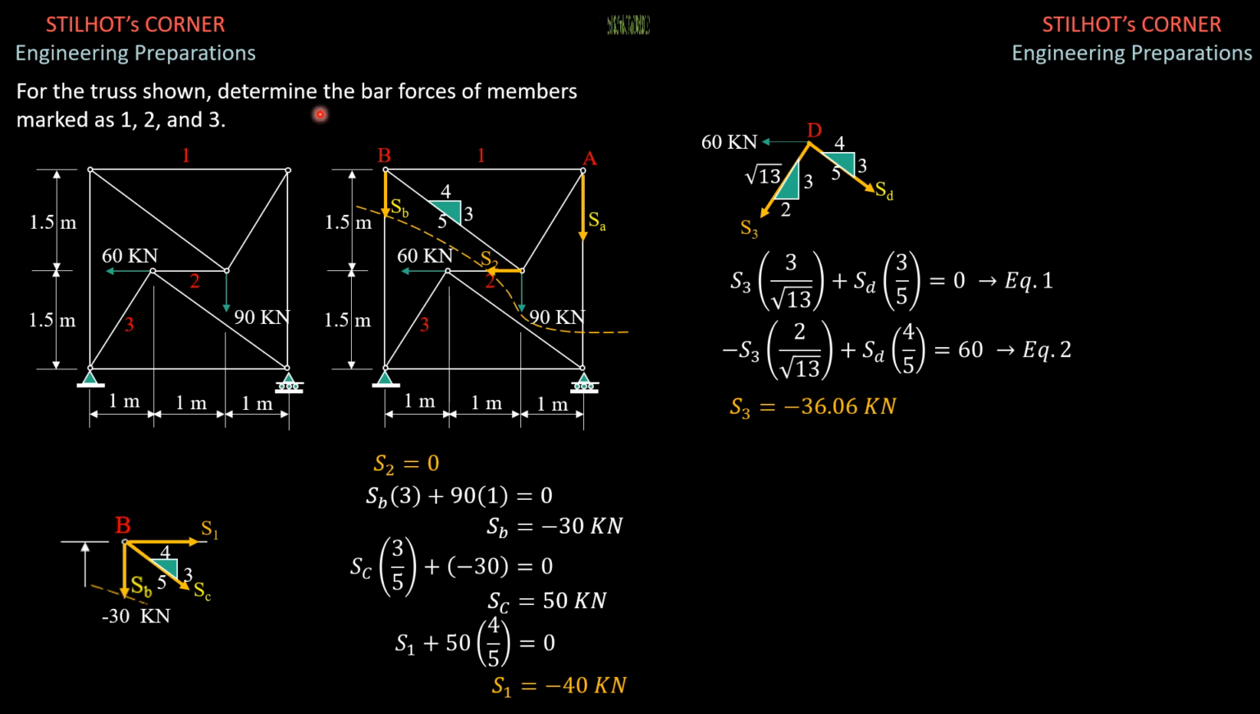So continuing, this is the problem given as quiz for the 9:20 to 10:50 a.m. MW class. For the truss shown, determine the bar forces of members marked as 1, 2, and 3. So if you take a cursory look, we can always pass a section through 3 members. Do not pass that section, there are 4 members cut, but through this path.